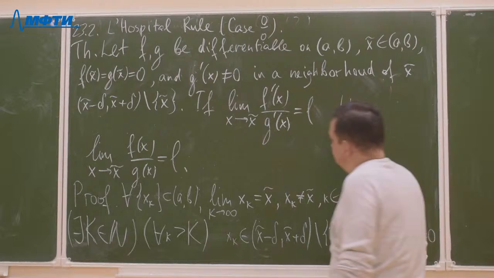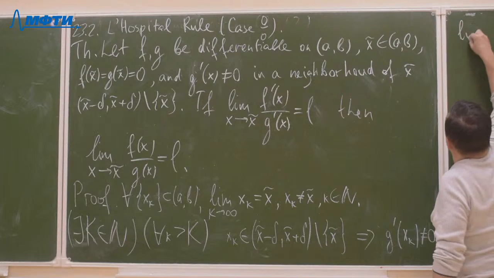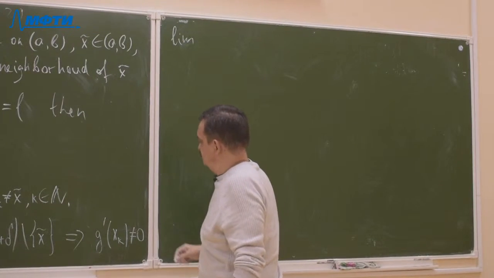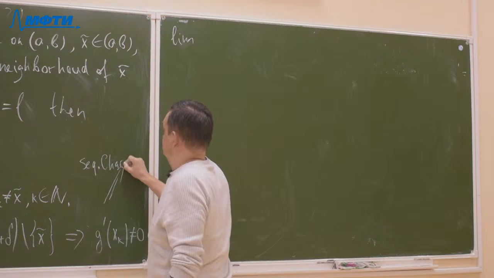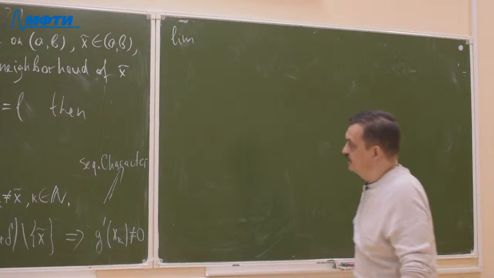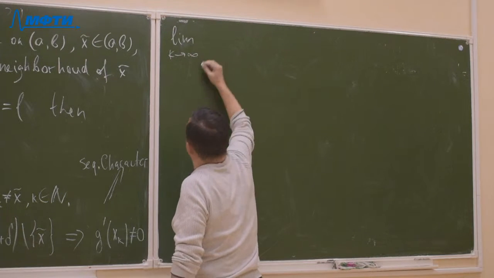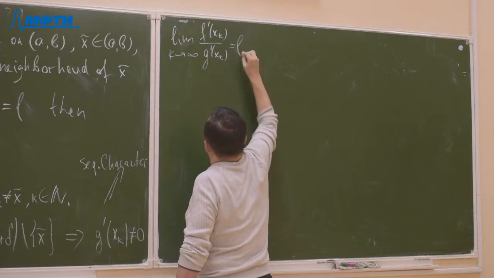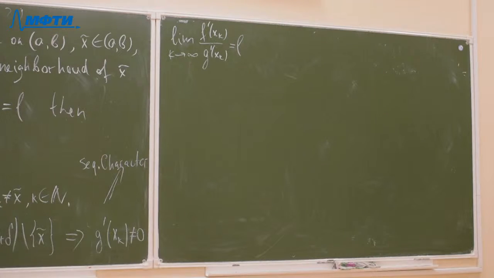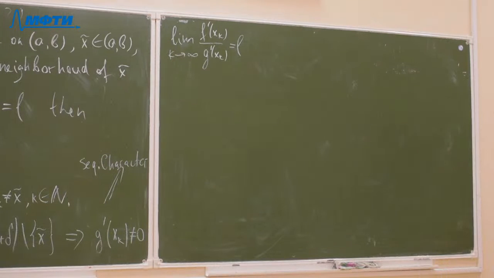and we can consider the sequence, so by the Heine definition, or sequential characterization of the limit, in other words, we deduce that the limit as k tends to infinity of f prime at xk over g prime at xk equals L. So that is valid for an arbitrary such sequence, which tends to x tilde.